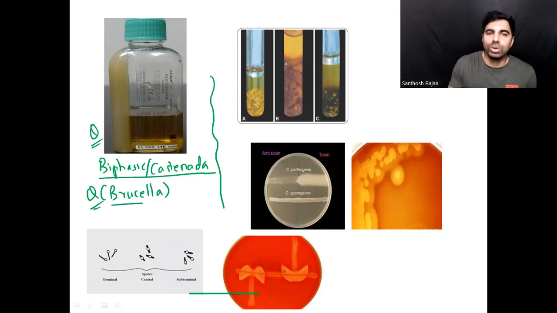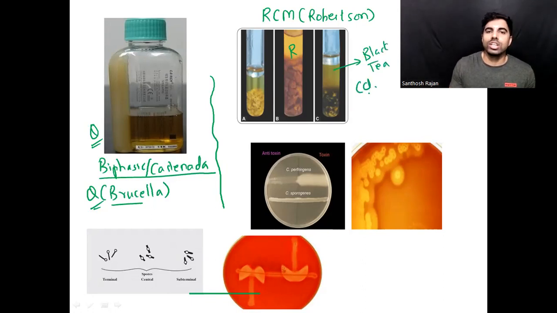And what about this? You see the meat particles. That is called Robertson cooked meat media, RCM. This can also come, it has been asked in a previous exam. You see this is a normal media and it becomes either red color or black color. If black, remember black tea. If it's black color, that's Clostridium tetani. But if it is red color, who is red, angry? Our Mr. Perfect, Clostridium perfringens. These are two points you have to remember.